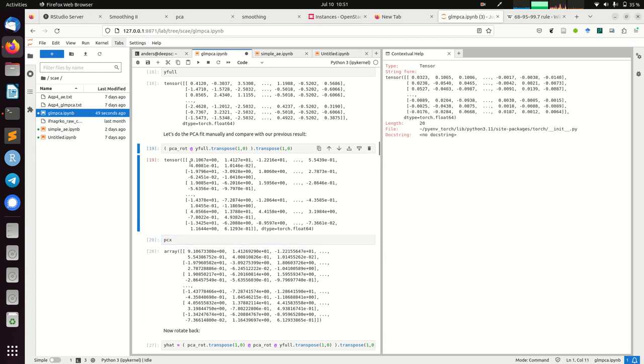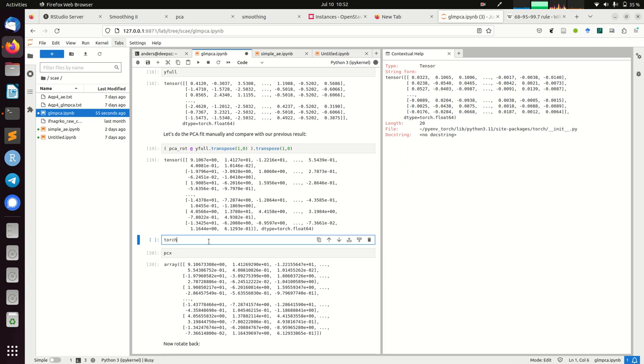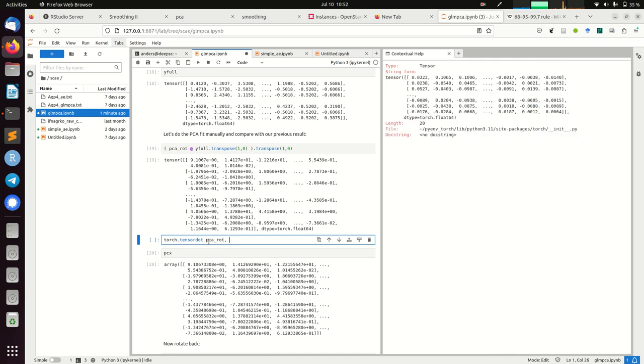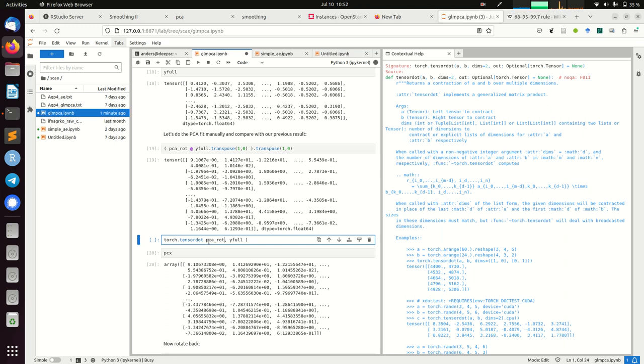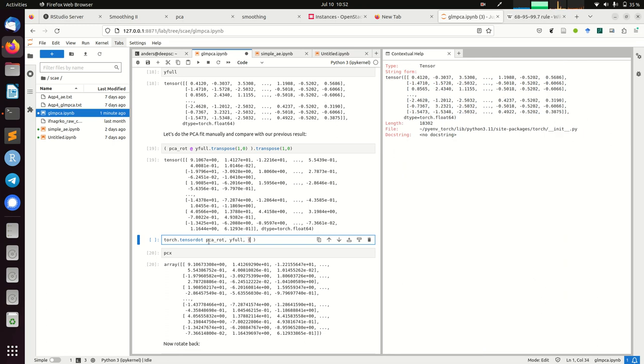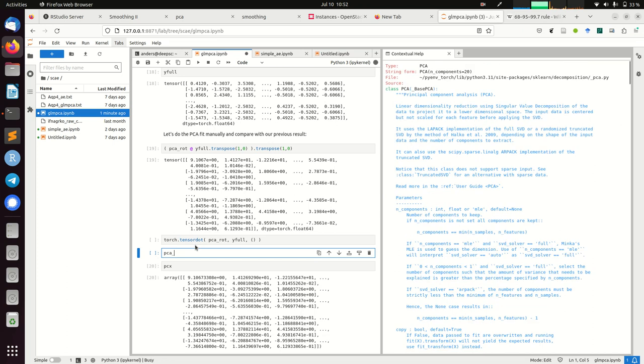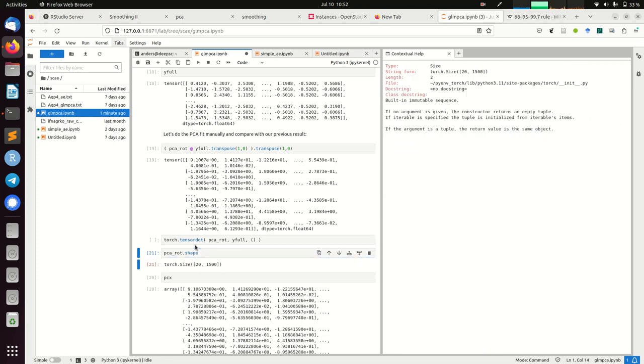From what I've just told you here, instead of making all these transposes, I could of course also have set torch.tensordot and said, okay, I want to rotate PCA rot and Y full. And now I would specify the dimensions, and I hope I do this right, that it should rotate PCA full. Let's see, we have below PCA rot dot shape. This is 20 times 1500. 1500 are the genes, that's index one. And the other one is Y full dot shape.